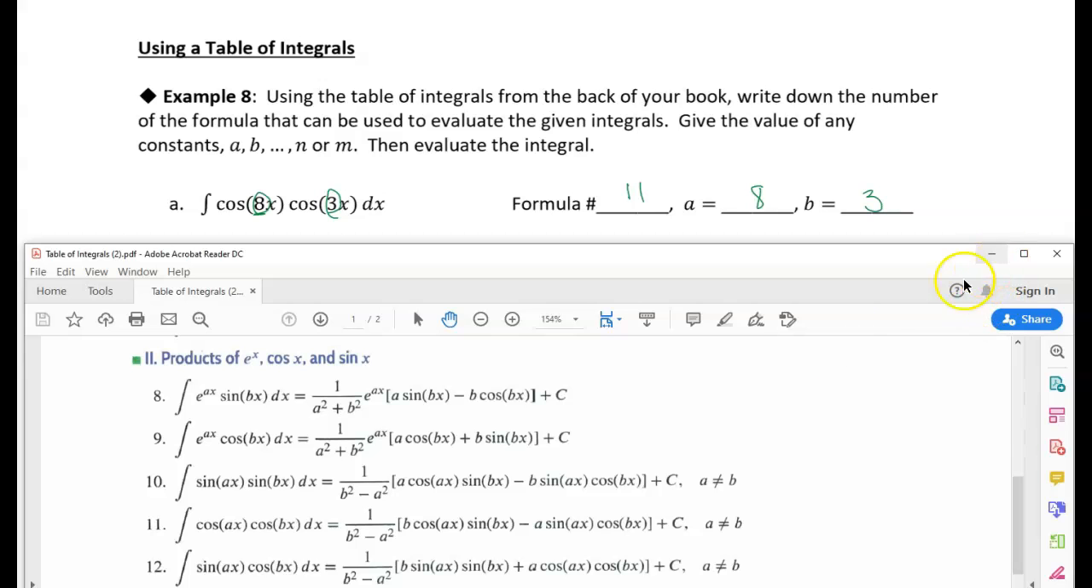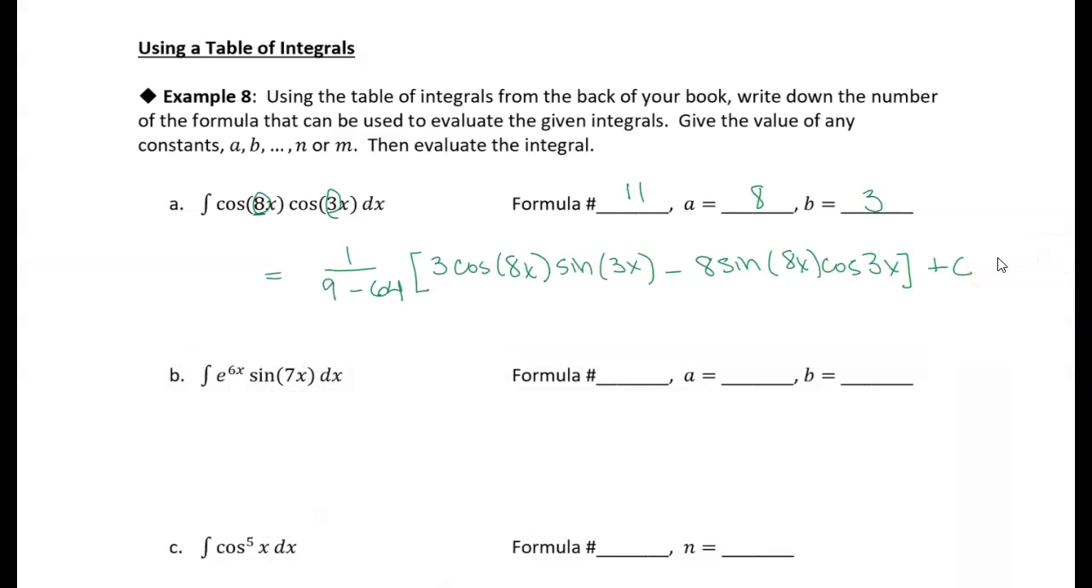And so then it's just a matter of identifying a and b. So a is the coefficient in the exponential part of the function, and then b is the coefficient on x inside the trig function. All right, so let me minimize that. And so we're going to use formula number 8. And in this case, a is 6 and b is 7, right? I'm just reading that off from here.